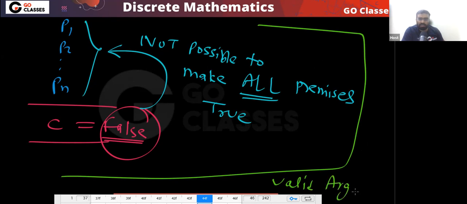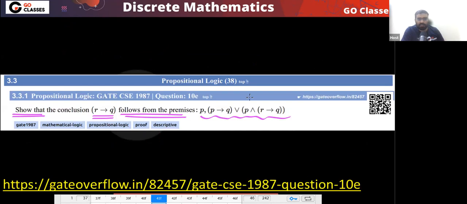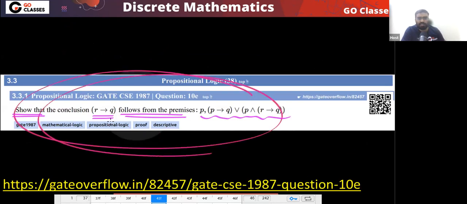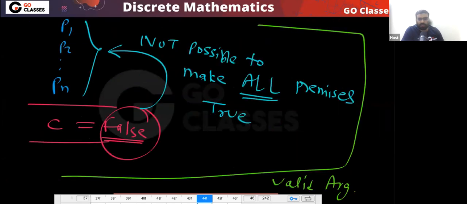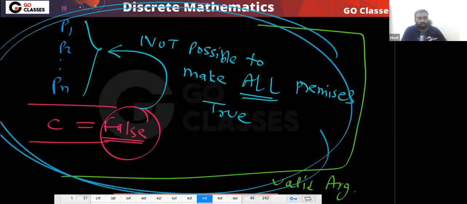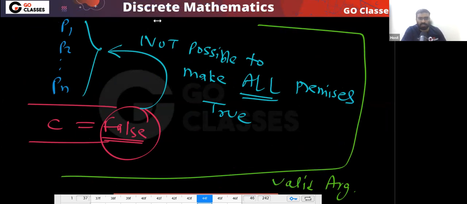Okay, so this is the best way. Do you agree? Whenever you have an argument related question, this is the best way. Is this clear? So, very simple question. You can notice this is a valid argument. Remember, this method is the best method to solve any argument related question.